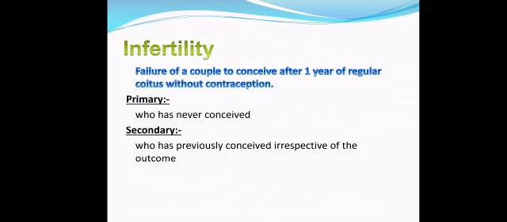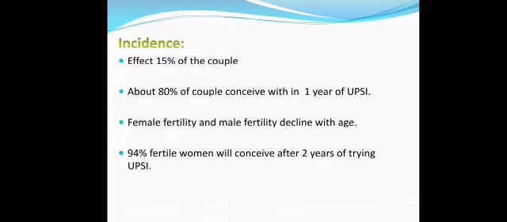It has two types. It would be labeled as primary infertility, the couple who have never conceived. Secondary infertility, the couple who have previously conceived irrespective of the outcome. For example, they can end up with an ectopic pregnancy or a miscarriage, but if they have previously conceived, they are categorized as secondary infertility.